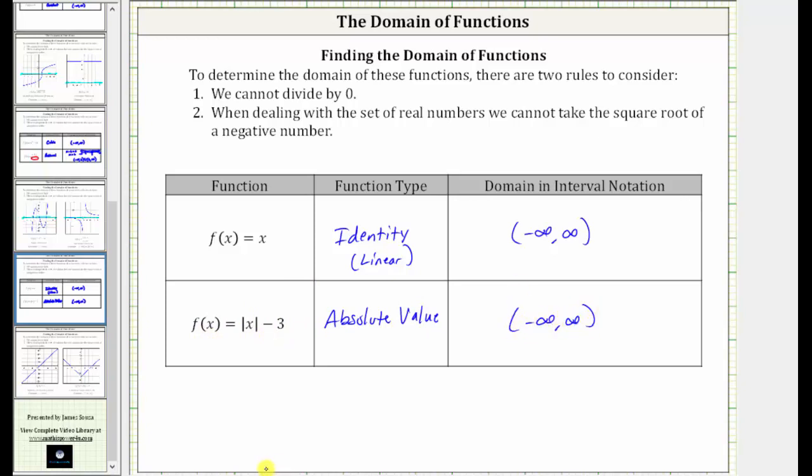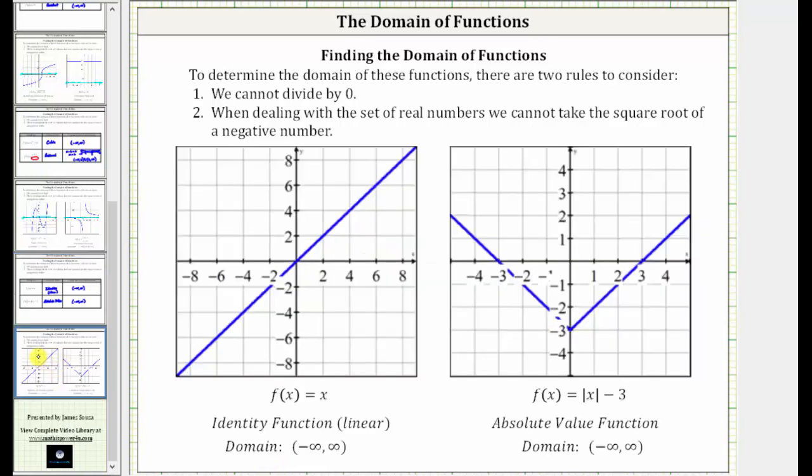Let's take a look at these two graphs. Again, notice both graphs move to the left and right without any holes or breaks, which verifies the domain is all real numbers for both functions.